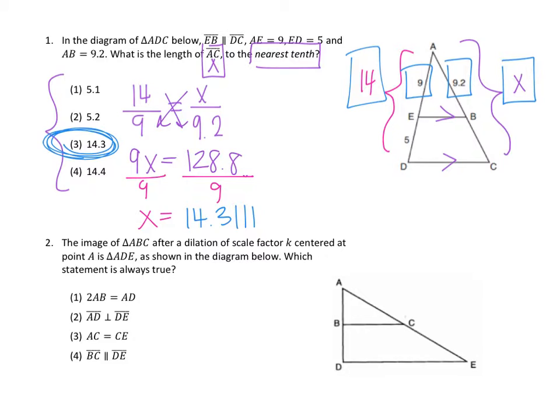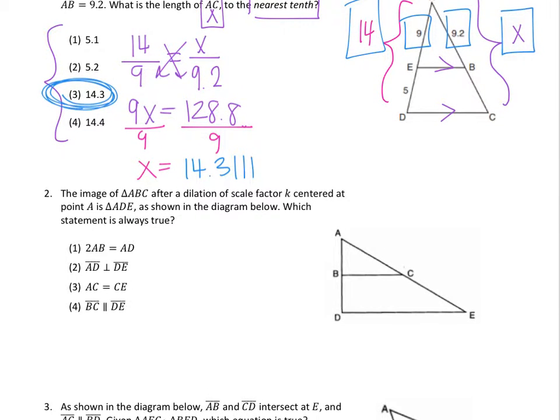It says the image of triangle ABC after a dilation of scale factor k centered at point A is triangle ADE, as shown in the diagram below. Which statement is always true? Now, when we have dilations of any scale factor, we end up with similar triangles. That just means that the corresponding angles are congruent and the sides are in proportion. So we're going to try to narrow some of these options down, because again, we're looking for an always true statement.